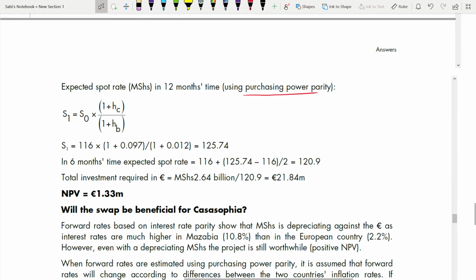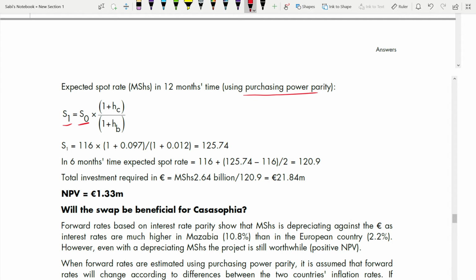here what you are doing, just check this expected spot rate. You are not calculating forward rate. You cannot use interest rate also. You have to use inflation rate to calculate spot rate. Why spot rate? Because your investment, what you do in year zero, it is in the spot rate. It is not in the future. It is not in the forward rate you are using. You're not calculating for future. You're going backwards and you want to calculate in year six for the 6 months.